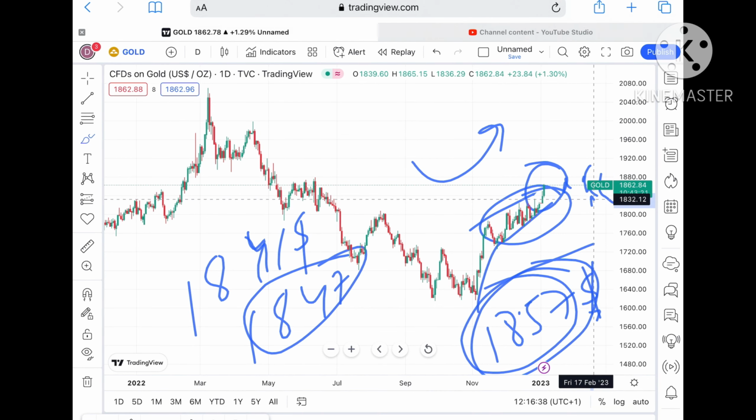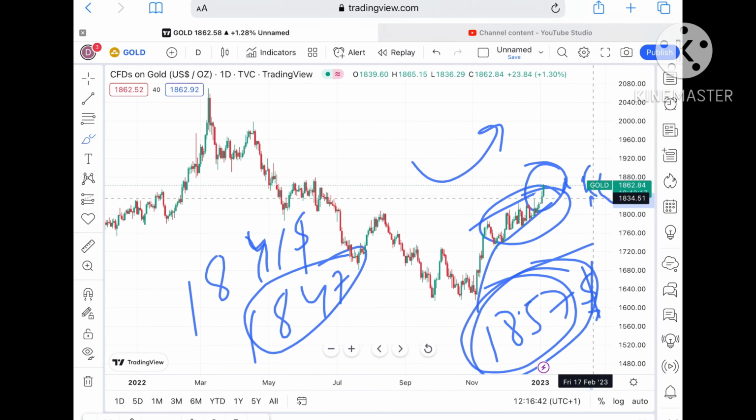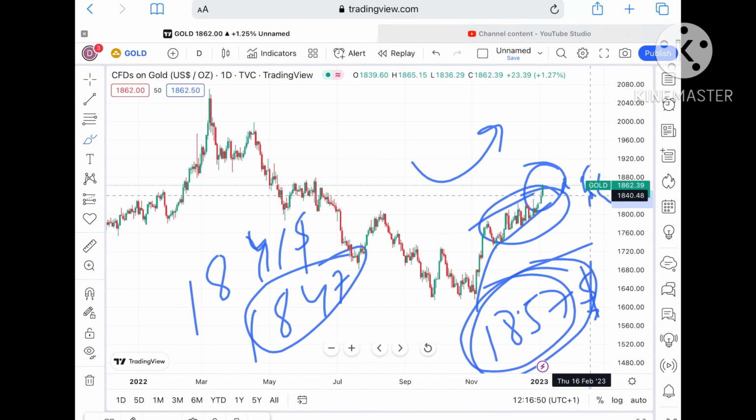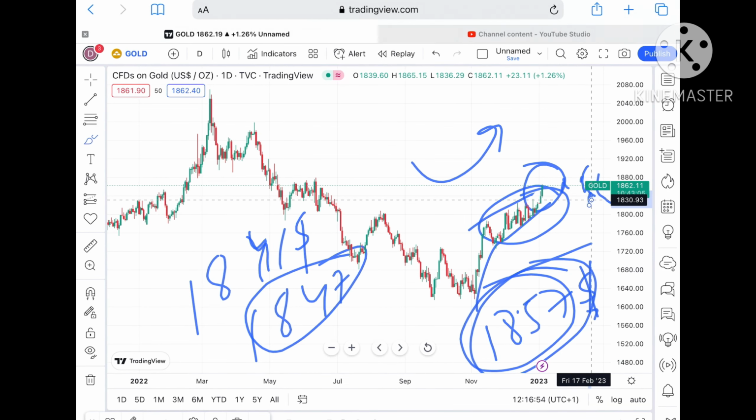Because 1831 is again a support which is already a weak support, it can go further low. So once the price falls below that particular level, we can see it can go further down. Any doubt regarding this, you can mail me. I've given the mail IDs in the description.